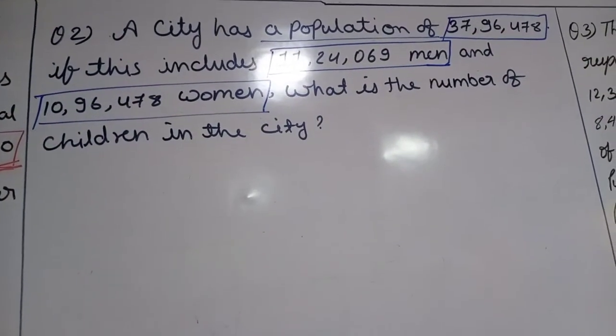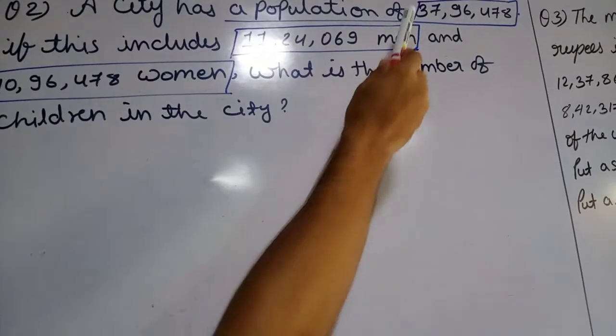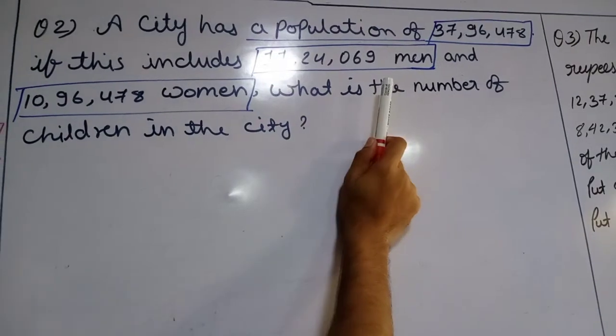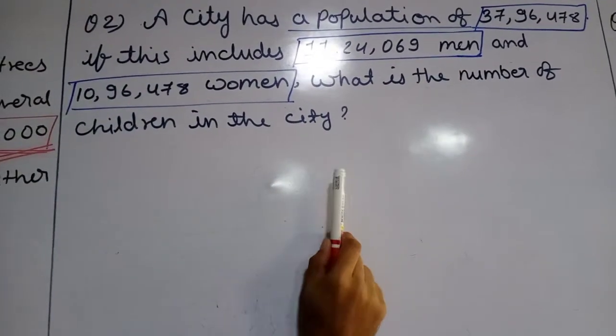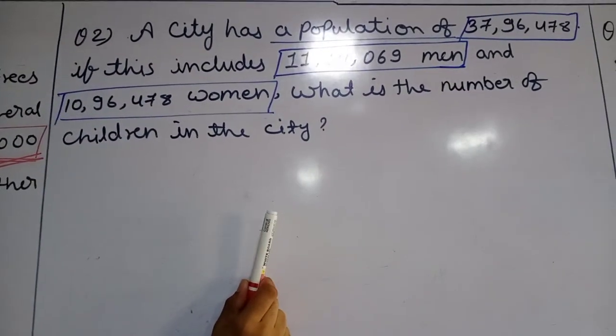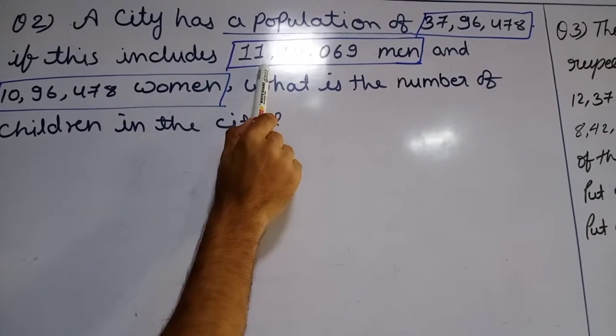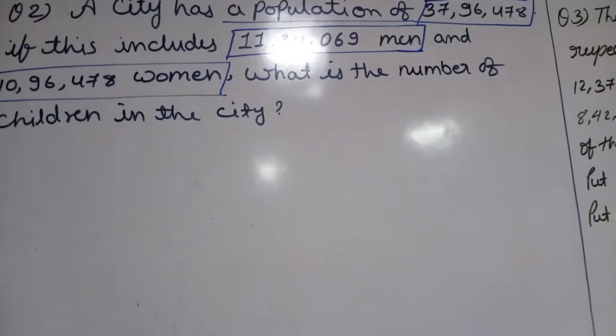So if you remember, in the first sum we added the first two numbers. That's not compulsory, we don't have to add the first two numbers. We are just going to do the addition or subtraction according to the condition of the sum. So here we are going to do the addition of the number of men and number of women. Let's start.